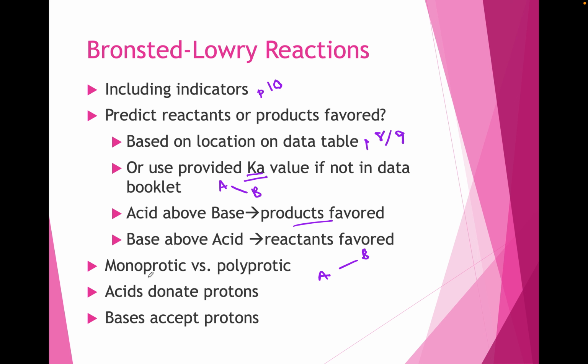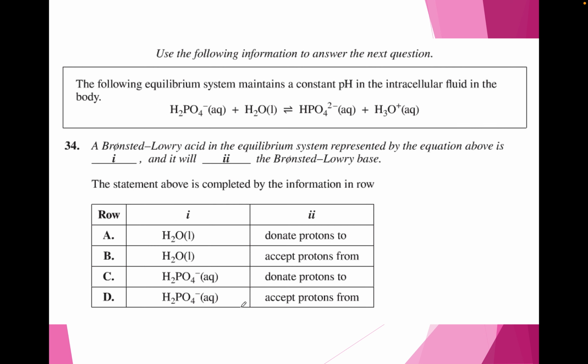You also want to know the terms monoprotic and polyprotic. So monoprotic, if you're an acid, you only have 1 hydrogen to donate. If you have more than 1, you can just say poly. If you're a monoprotic base, you can only accept 1 hydrogen. If you're poly, you can take more than 1. Acids always donate protons, and your proton is a hydrogen or a hydrogen ion, and bases accept protons.